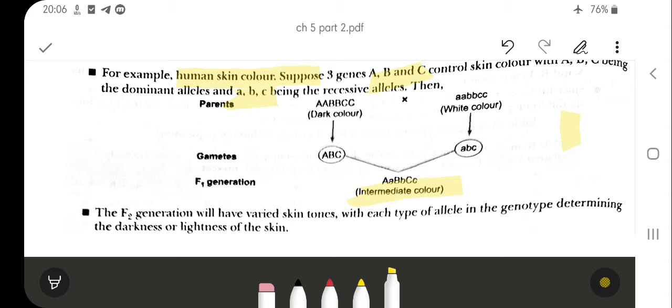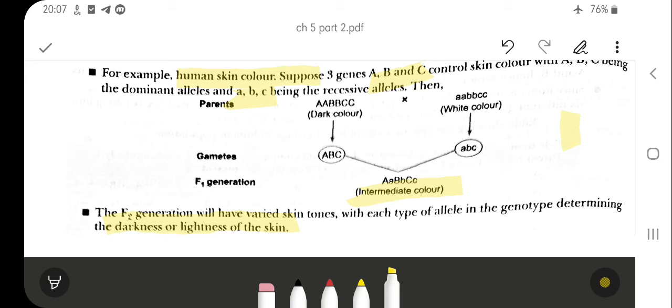So we basically have 8 gametes, and with the 8 gametes, 8 into 8, we will have 64 progenies in the F2 generation, and those 64 progenies will give you a number of varied colors. So we will have the darkest color, then 6 lesser, and 20 will be the intermediate of that. So the F2 generation will have varied skin tones, with each type of allele in the genotype determining the darkness or lightness of the color.